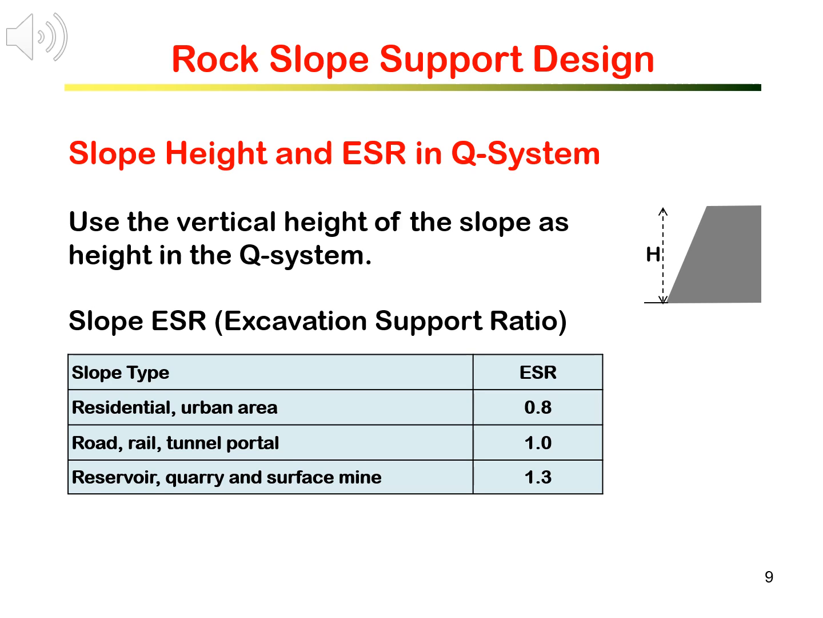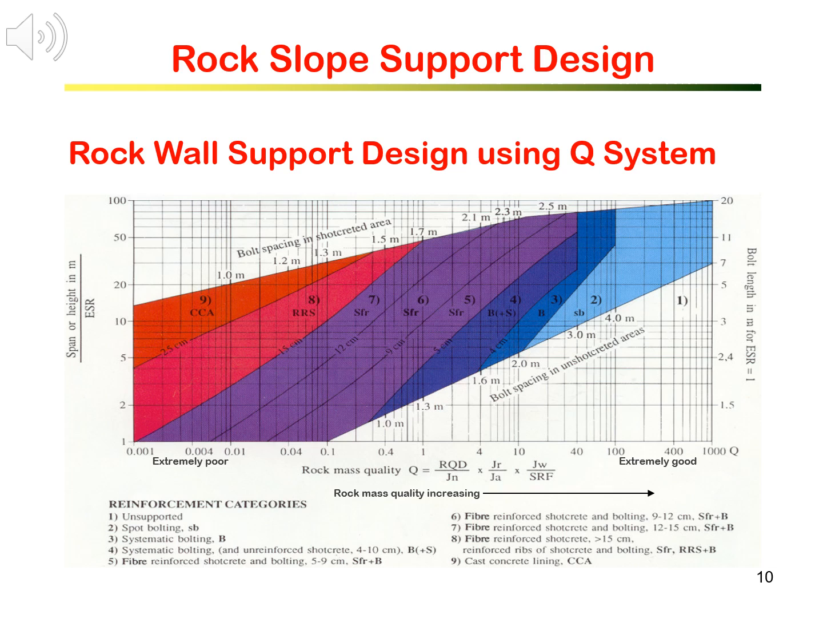Using the same concept, ESR values for slopes are recommended in the table below. For slopes in residential and urban areas, the ESR to be used is 0.8. For roads, railways, and tunnel portals, ESR is 1.0. For reservoirs, quarries, and surface mines that are generally in remote areas with limited human activities, we can use 1.3. Now, having obtained the Q value for the slope wall, and having estimated the height of the slope wall and the ESR, we can use the Q design chart to estimate the rock support, similar to the design of rock support for tunnel walls.